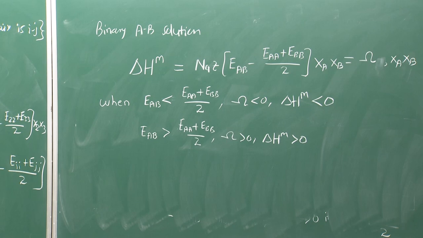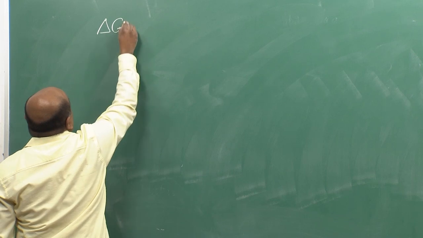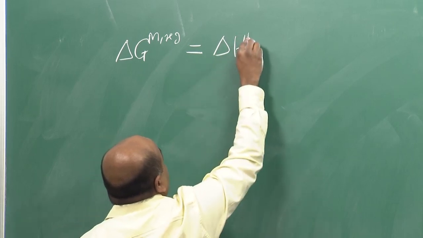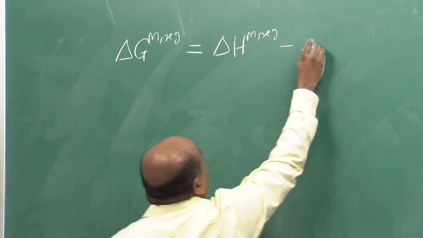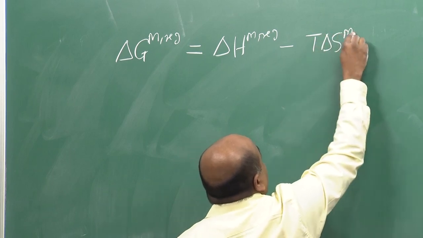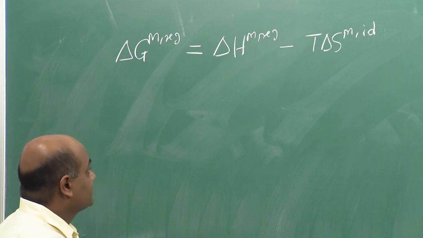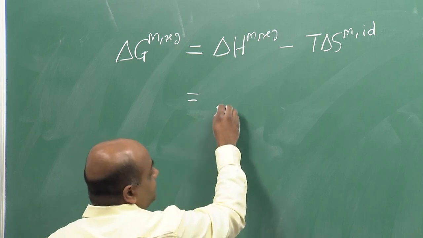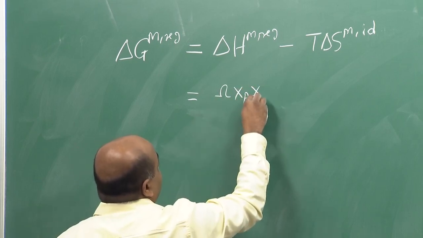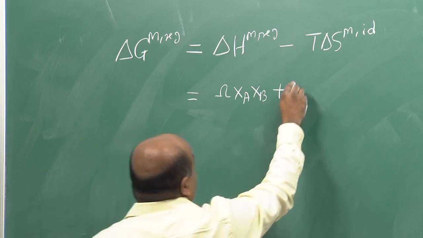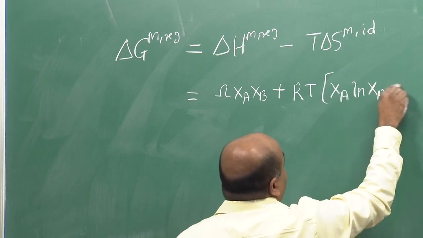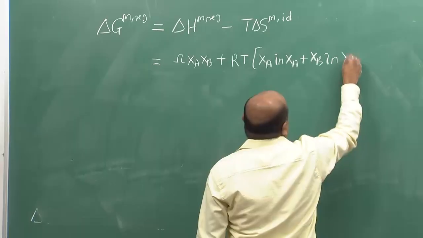So now if we plot for an AB solution, for a regular solution, delta GM regular you can write as delta HM regular minus T delta SM ideal. Delta HM regular, we are now talking of a binary AB solution, we know this will be omega XA XB, plus RT (XA ln XA plus XB ln XB).